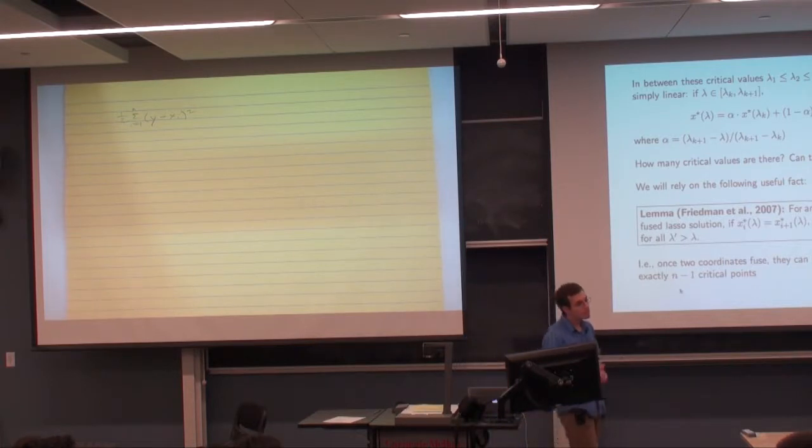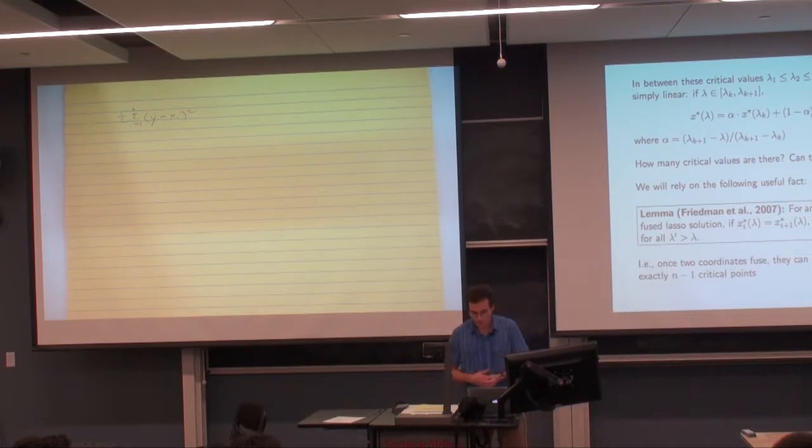It could be less. Yeah, you're right. So it could happen that I end up fusing two things exactly at the same value of lambda. We could also consider that a critical value, or two critical values just at the same point. So that's a good point. Okay, so there's at most n minus 1 critical points, and depending on how we define them, there's exactly that many too.